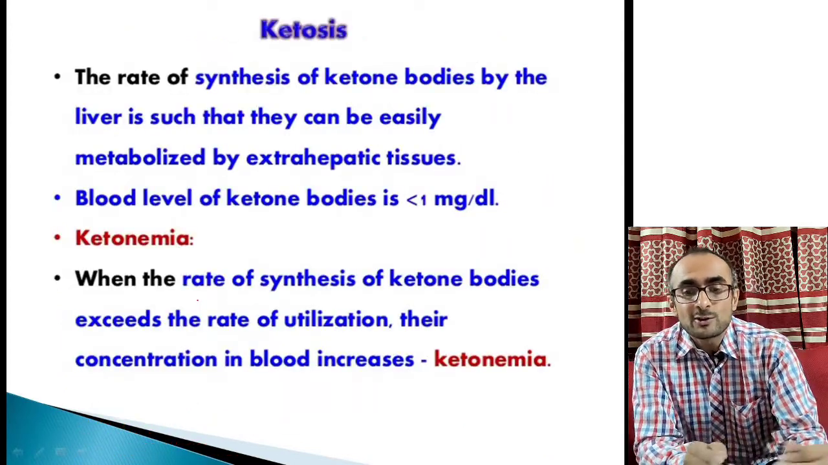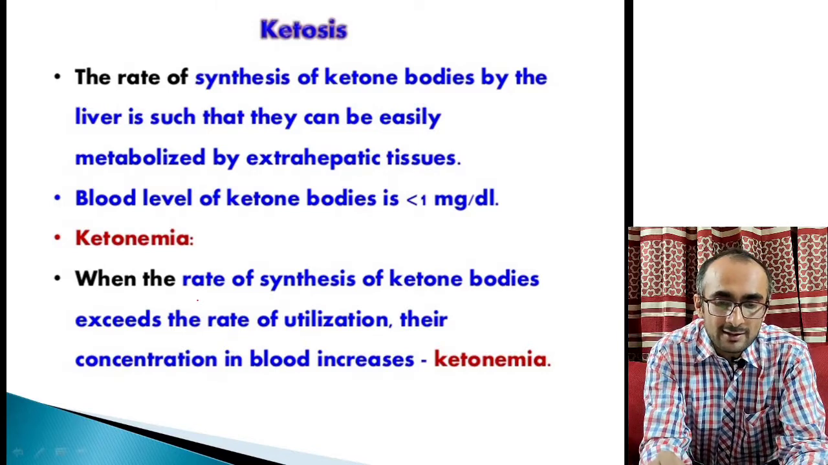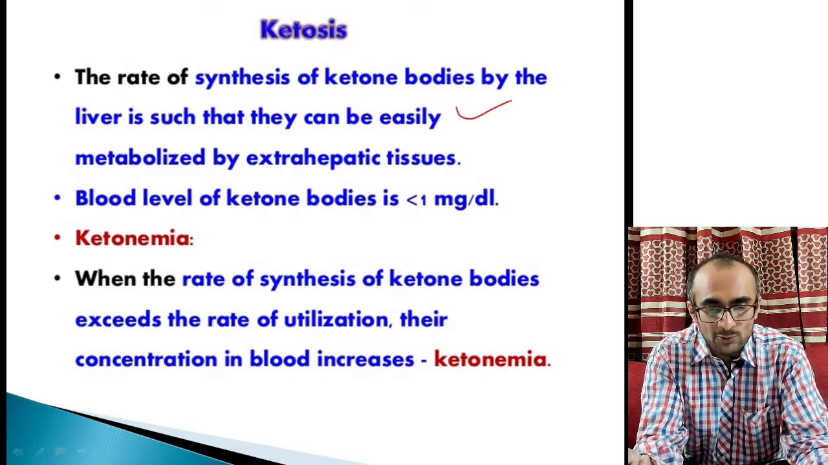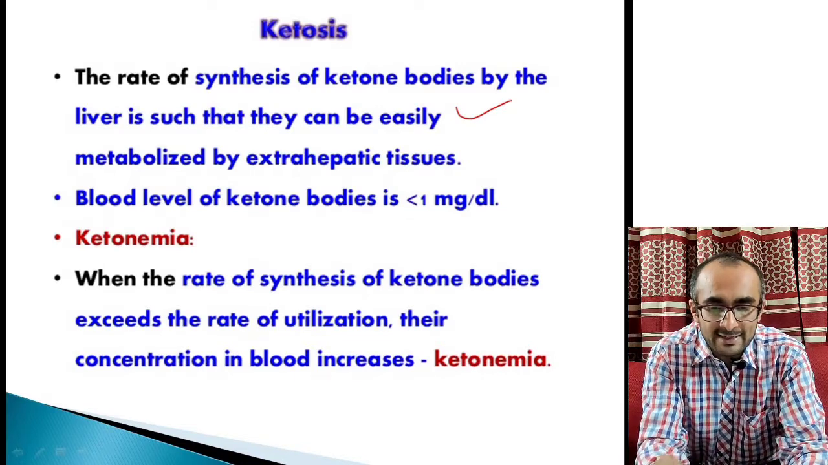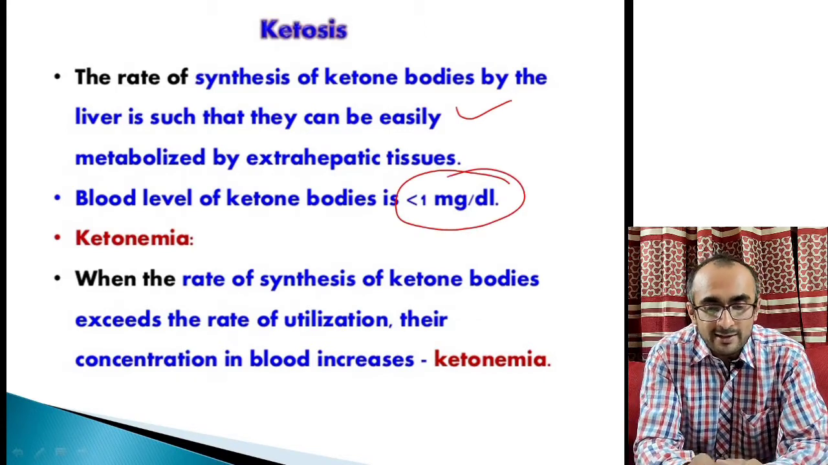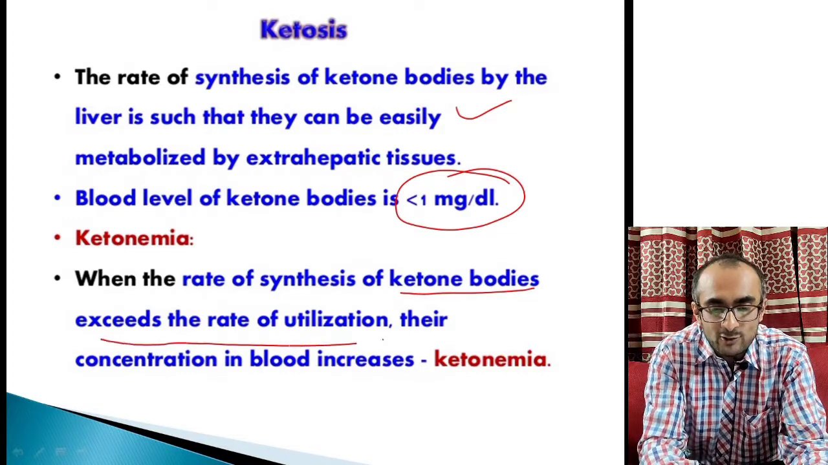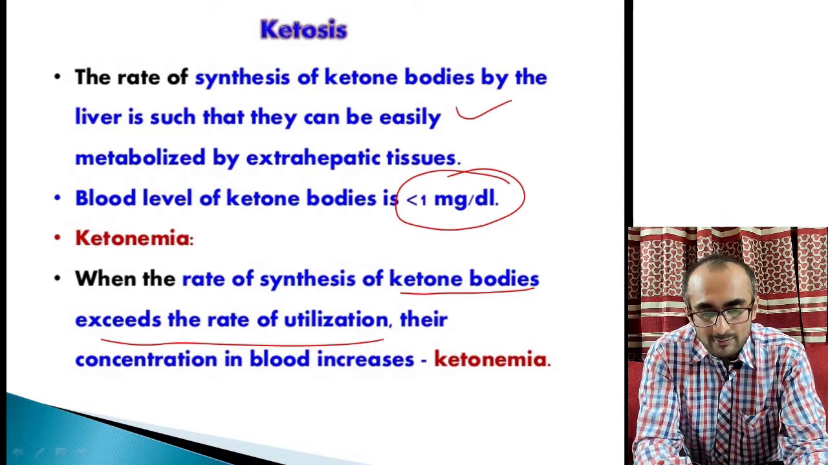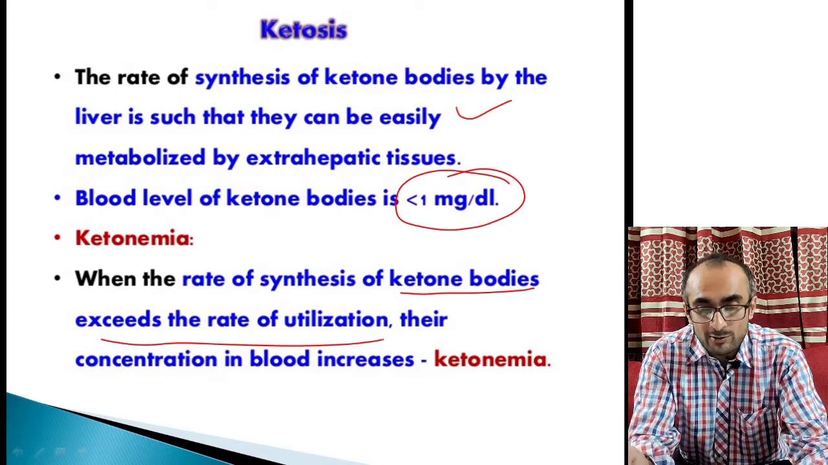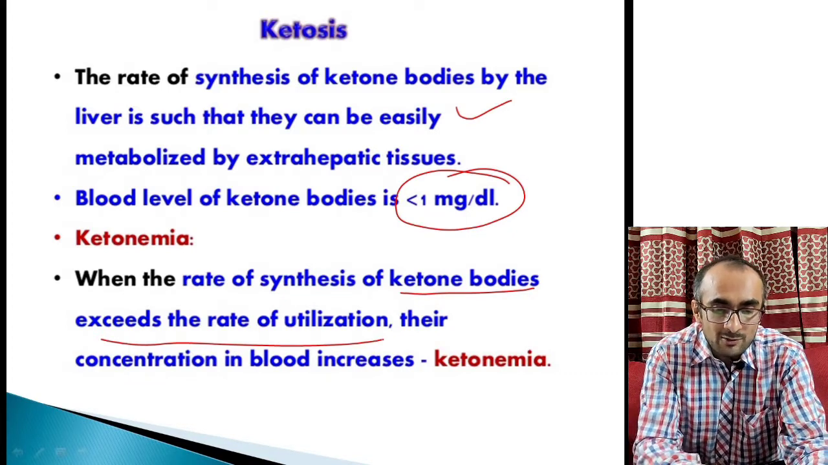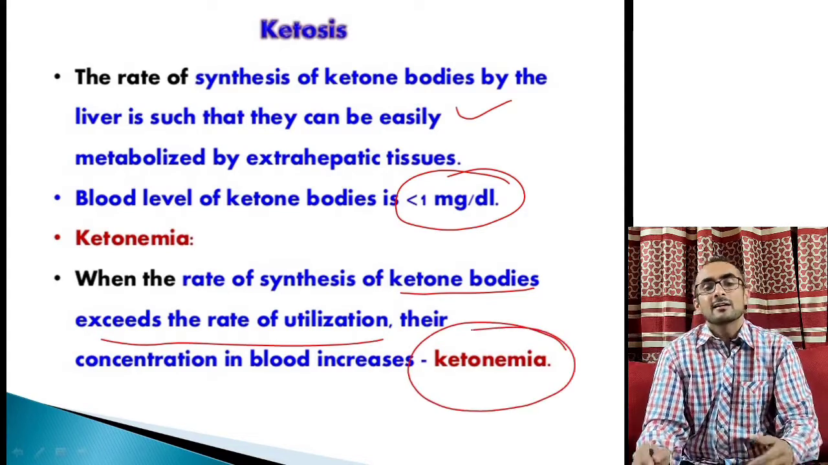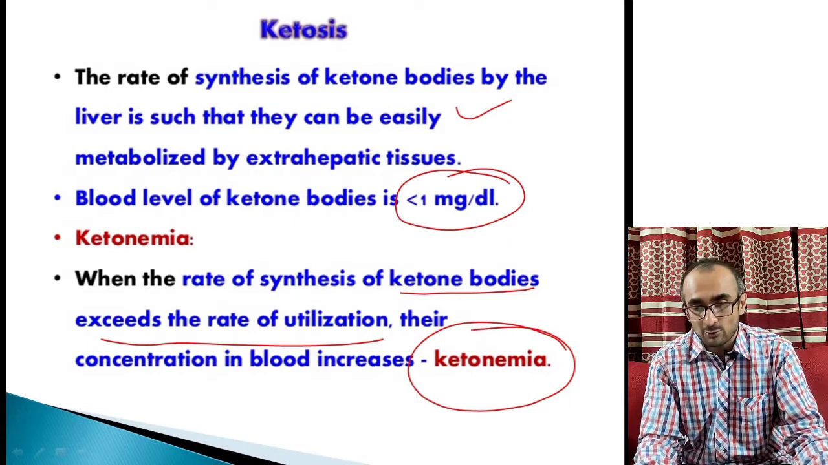The rate of synthesis of ketone bodies in the liver is such that these synthesized ketone bodies can be easily metabolized in other tissues, and that's why even in the normal state ketone body concentration is less than 1 mg per dl. But when the rate of synthesis of ketone bodies exceeds the rate of utilization, for example in diabetes, when insulin is missing, glucose is not there and glucagon is present, the concentration of ketone bodies increases in the blood, and that's called ketonemia. So a high concentration of ketone bodies in blood is called ketonemia.